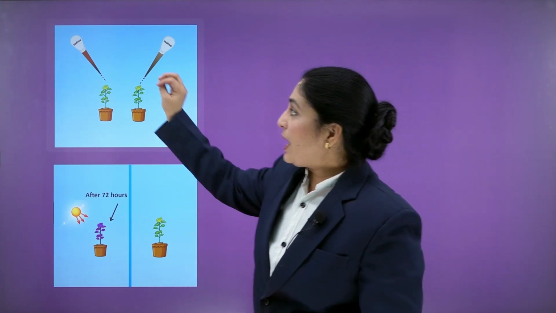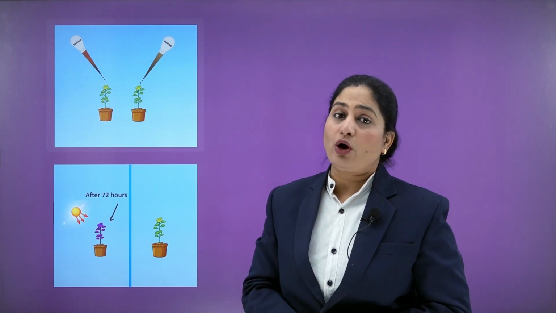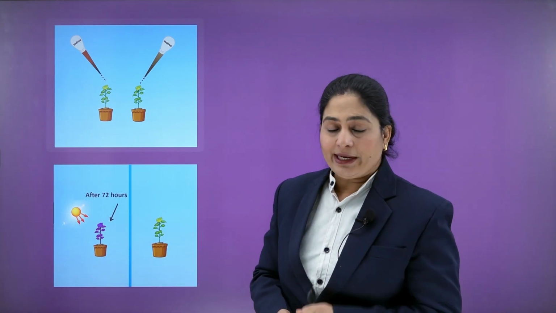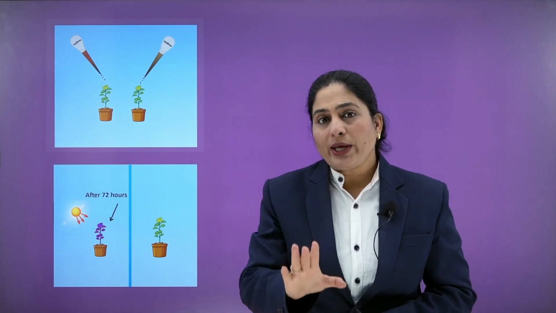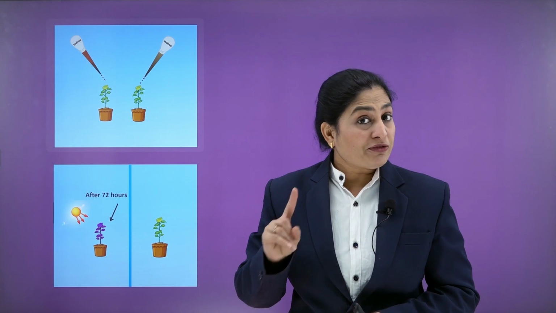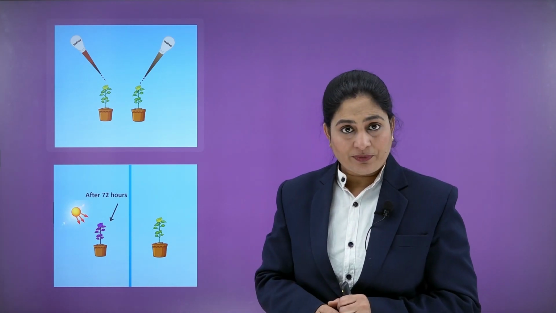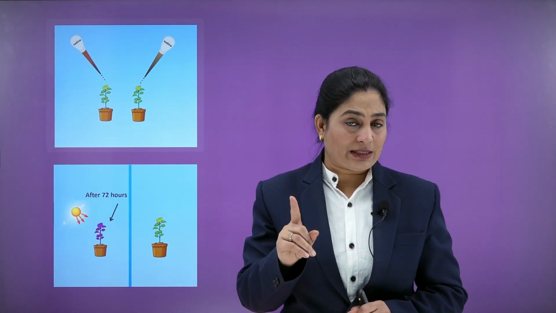When we add iodine to the leaves of these two plants, we observe that one changes to a blue color, the other does not. Let me tell you that iodine gives a purple color with starch. So if starch is present, only then do we observe the change in color. And starch is formed in the process of photosynthesis.